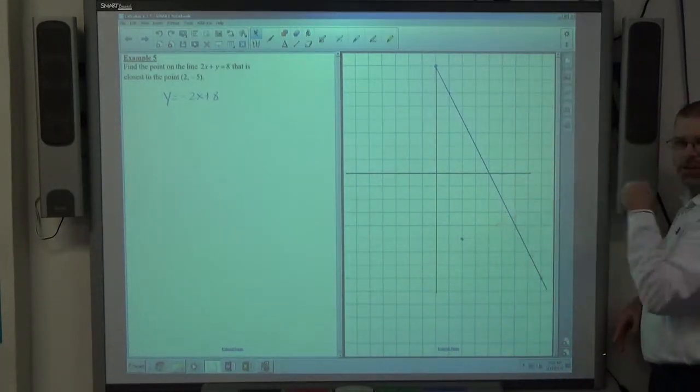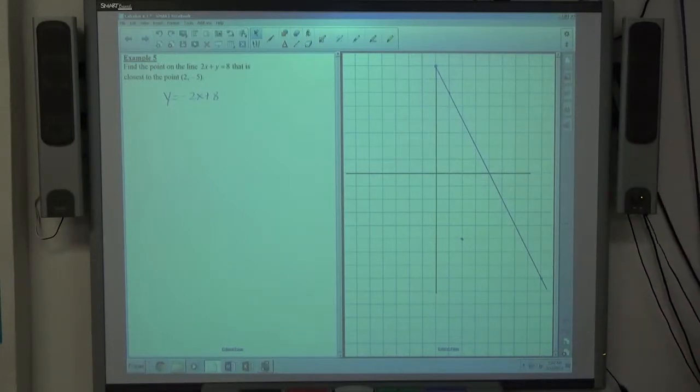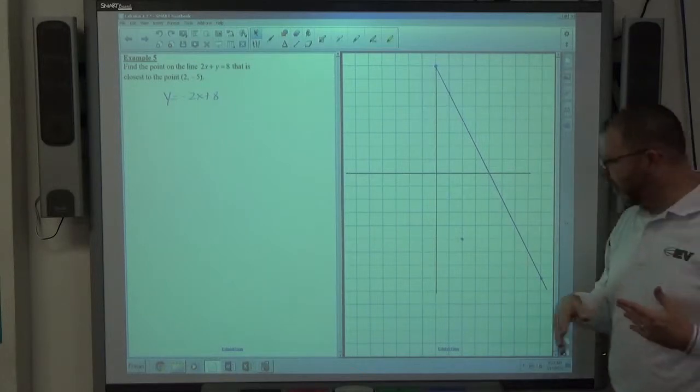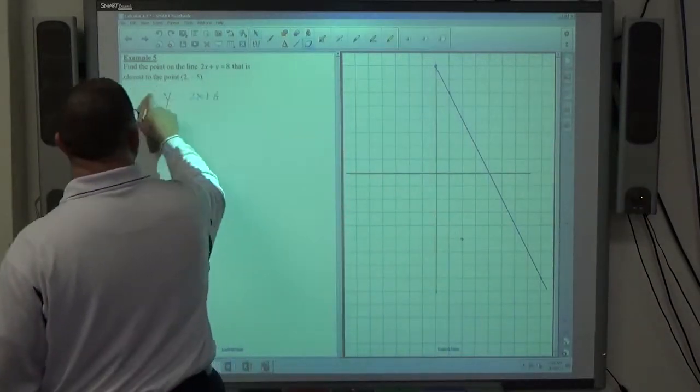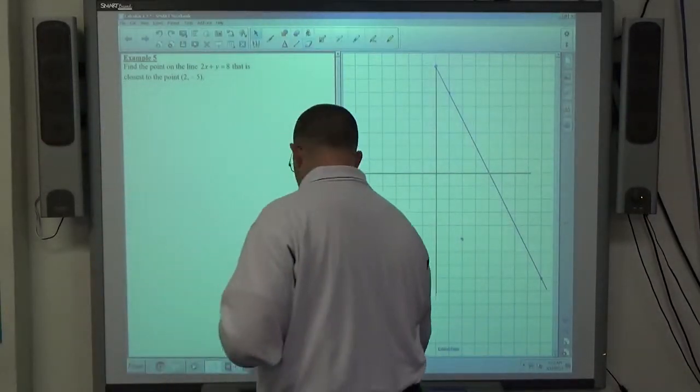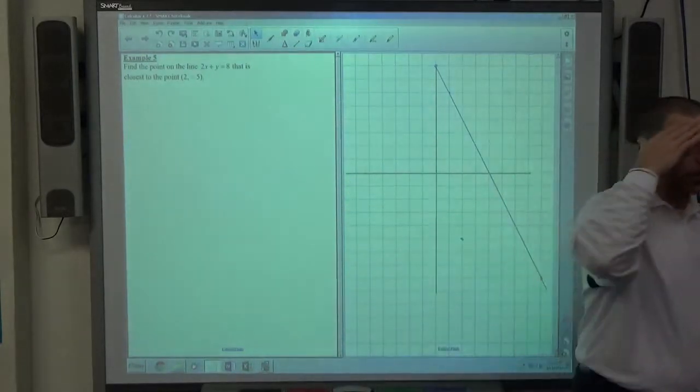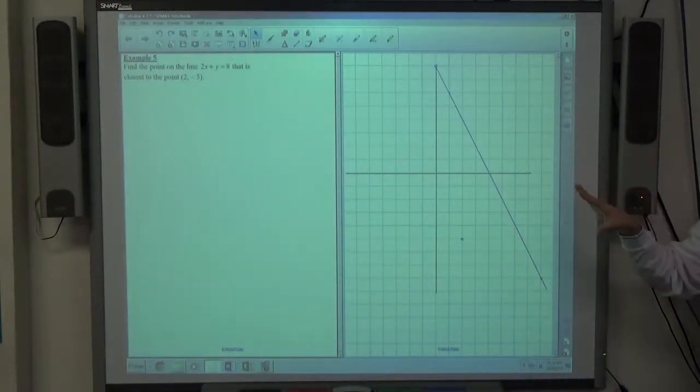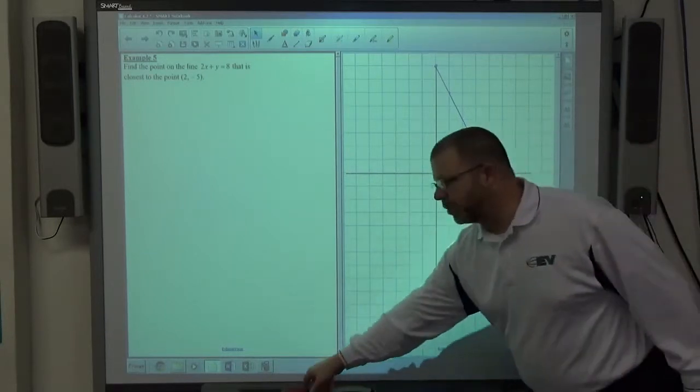One point on this line is closest to that point, and we're trying to find that specific point. That's what they're asking us to do, and we're going to use this optimization technique to do it. Now, drawing a picture of the situation might give me more insight into how to do this. I'm just going to put some generic point out here.